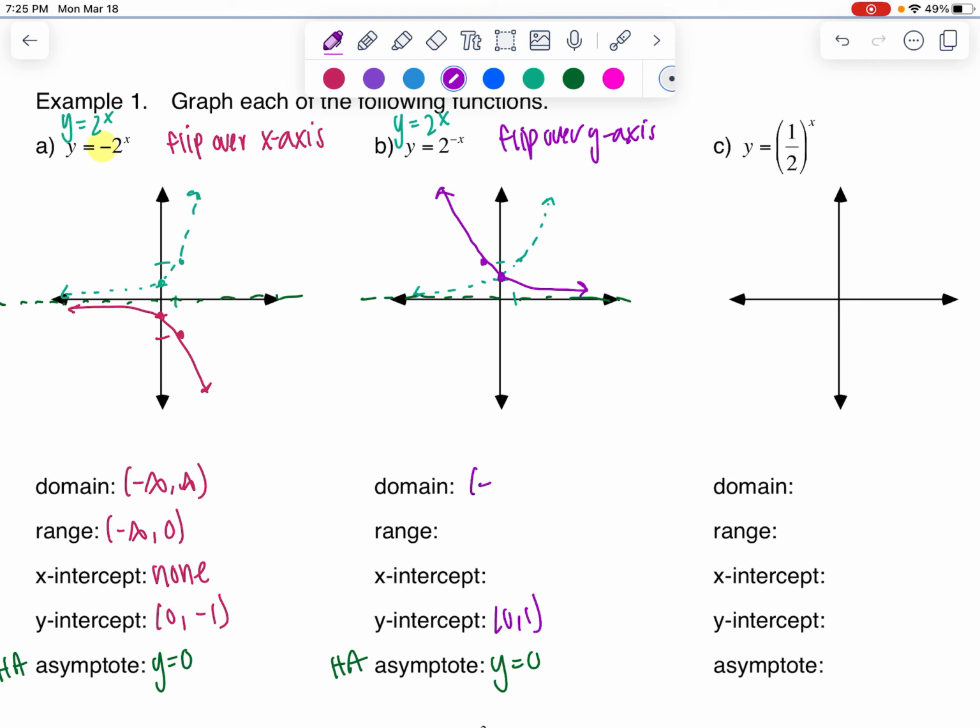Still deals with our domain of negative infinity to infinity. Range is still 0 to infinity. We still do not have an x-intercept. Then you are done. Go ahead and try part C. See what happens.